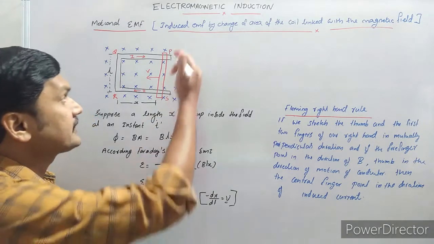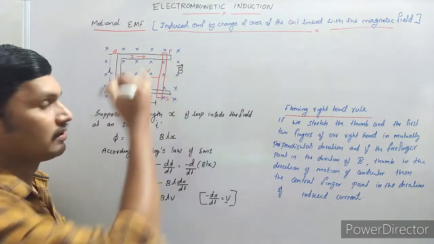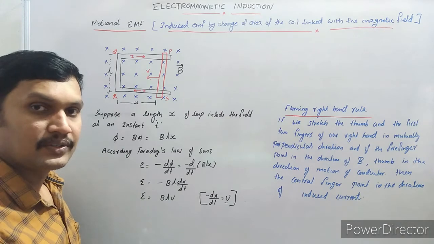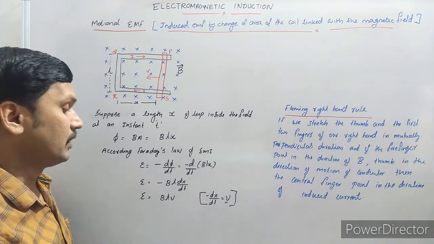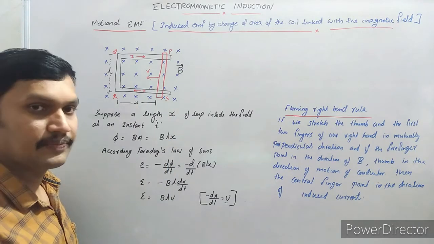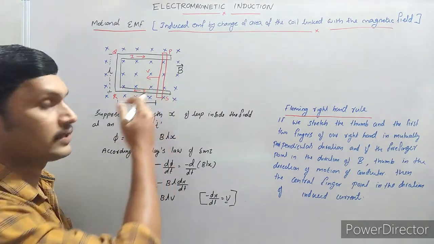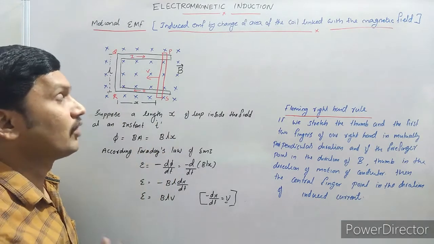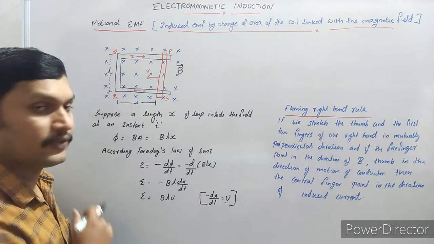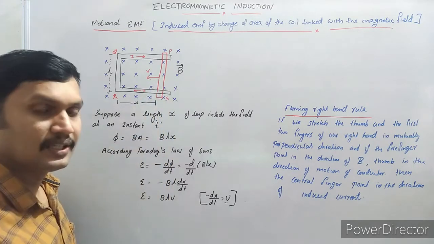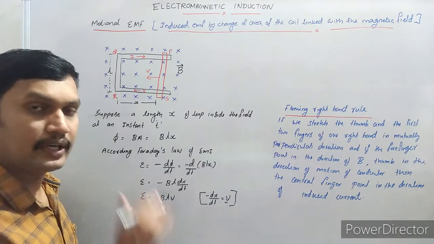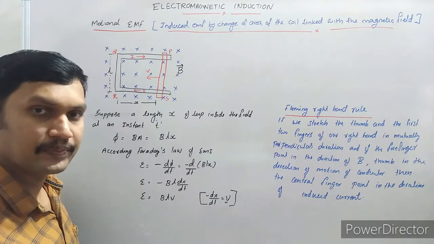Once an EMF is developed between the ends of this rod, a current also flows through this rod. We can write the current is equal to the EMF divided by the resistance of this conductor. We can write the expression of the current later. Now let us see the direction of current. In order to predict the direction of induced current in this conductor, we can use Fleming's right hand rule. We are already familiar with Fleming's left hand rule.